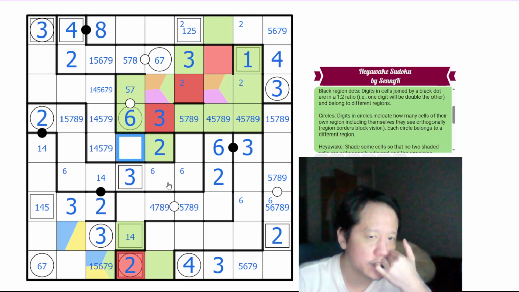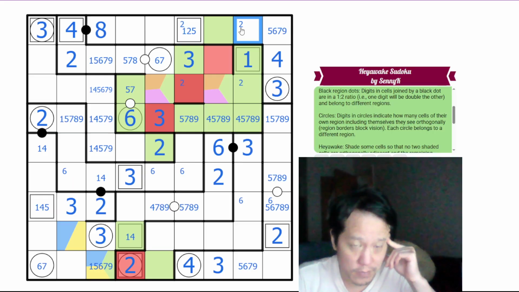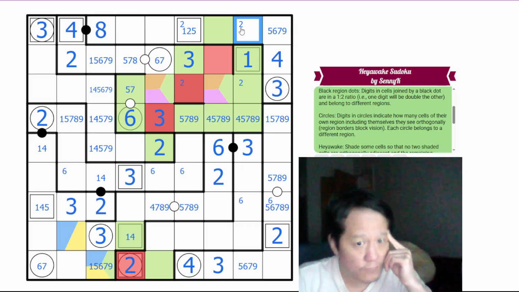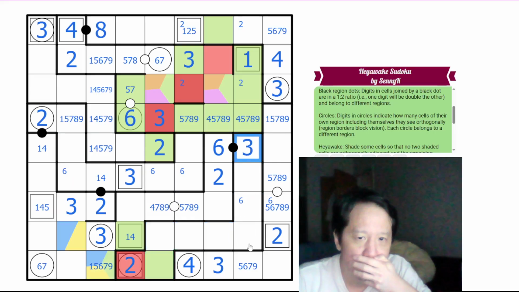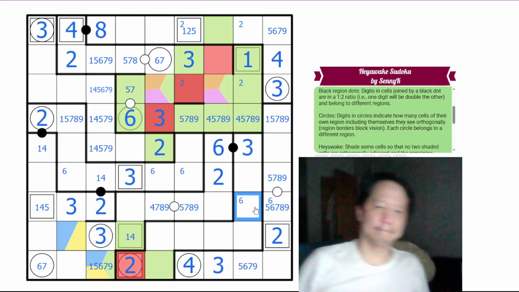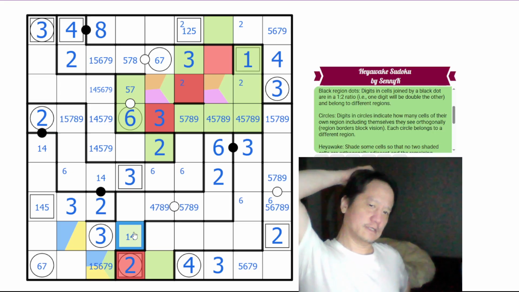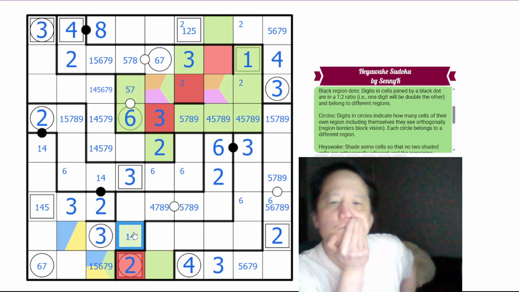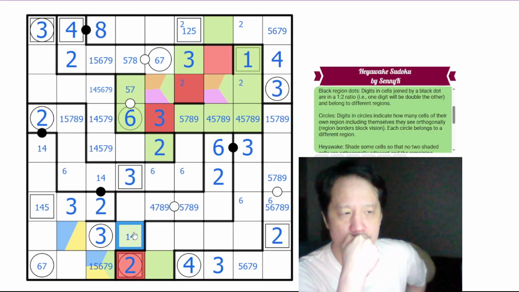Hmm. Okay. This is all unshaded. So either that's shaded or that's shaded. Hmm. This only has two, though. That's interesting. Can this have only one? That is a good question. Maybe.